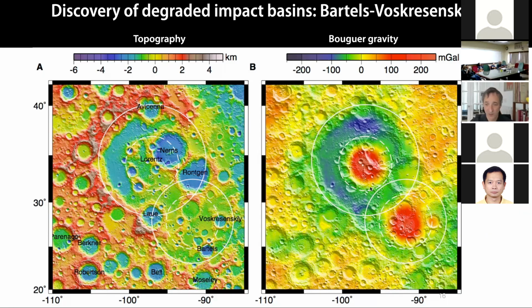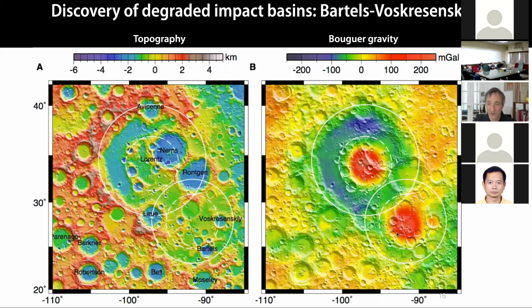Now, what was kind of surprising to us is that if you look just to the southeast, there is another large positive Bouguer gravity anomaly that doesn't appear to be associated with anything. If you look over here in the topography, it's not clear to me by looking at the topography map, but it doesn't look like there's an impact basin here. But when you look at the gravity, it's clear that there's something there.